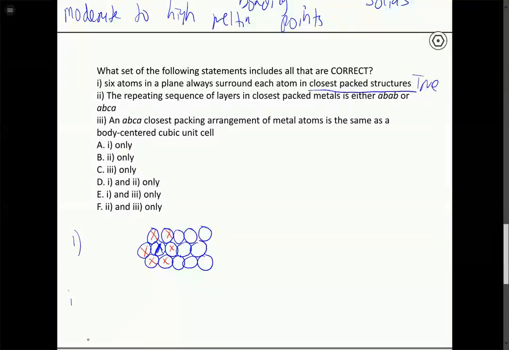For number 2, we're talking about the repeating sequence of layers in closest packed metals is either ABAB or ABCA. This one is also true. So the AB packing gives us the hexagonal, and the ABCA gives us the face-centered cubic.